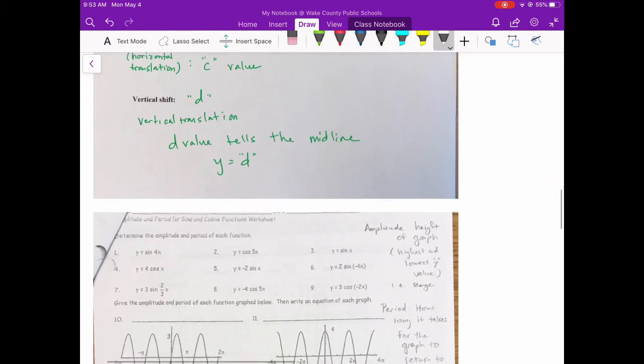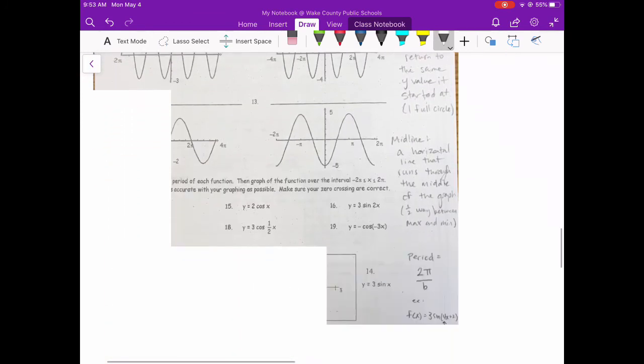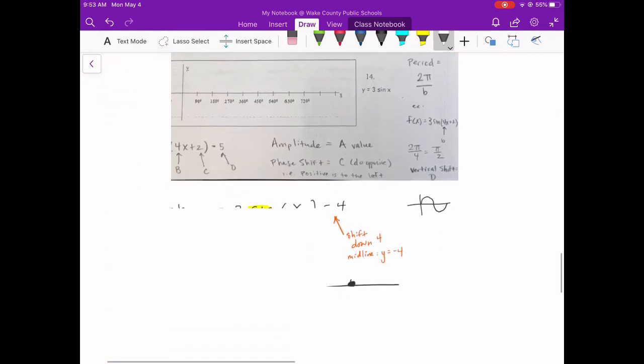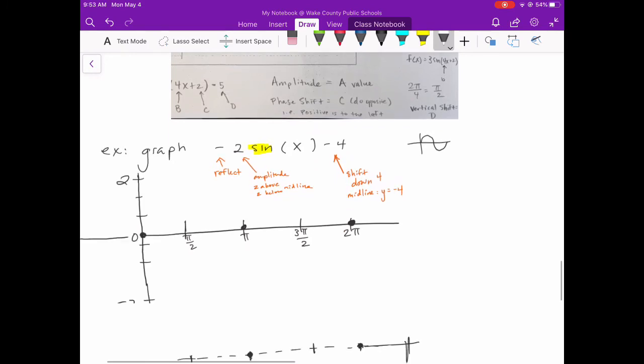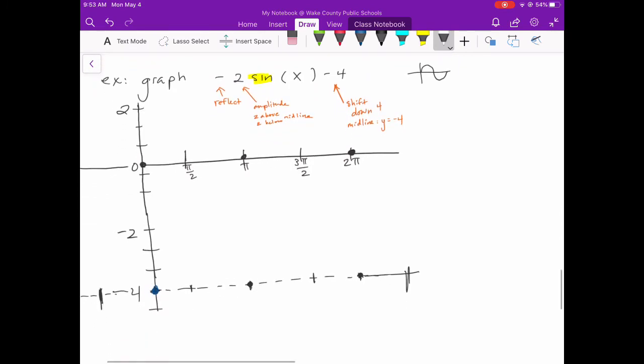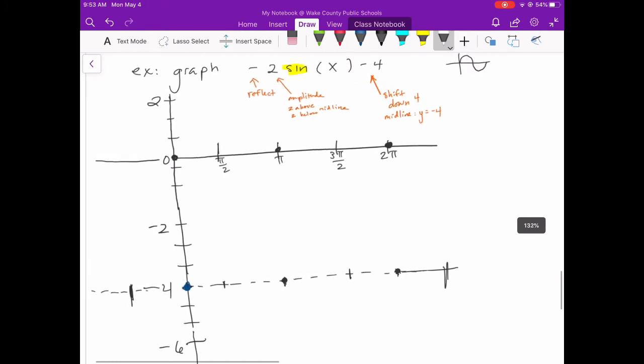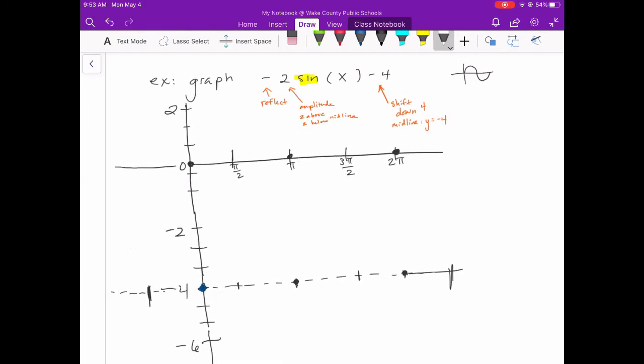So I want to do one example with you, just kind of put it all together here. All right, so I'm going to do this example right here with you, and we're going to graph this, and you should be good to go after this. Okay, so y equals -2 sine of x minus 4. All right, so this negative is going to tell me to reflect.